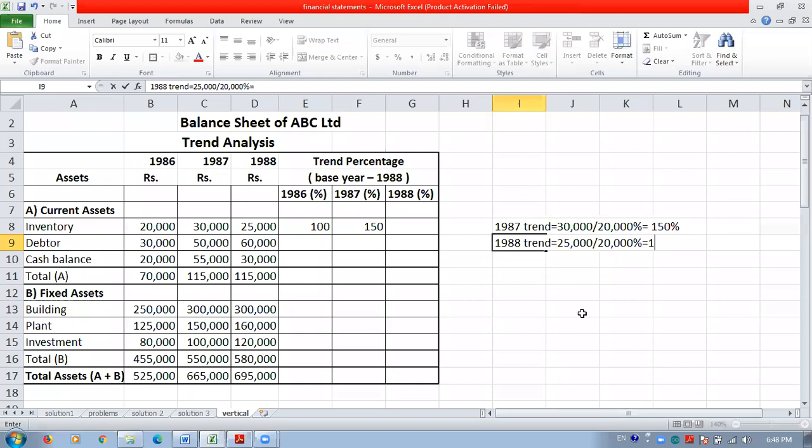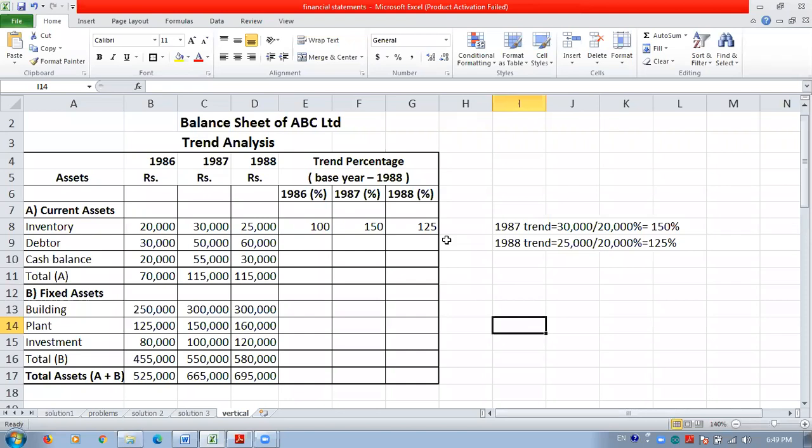Sorry, it is 125%, so you have to put 125 here. You got what the trend is? So we come to know that the inventory cost of ABC Limited is increasing, because the trend is increasing up to 1987. In 1987 it increased, but in 1988 it decreased because it is 125. Okay, so this is the trend analysis.